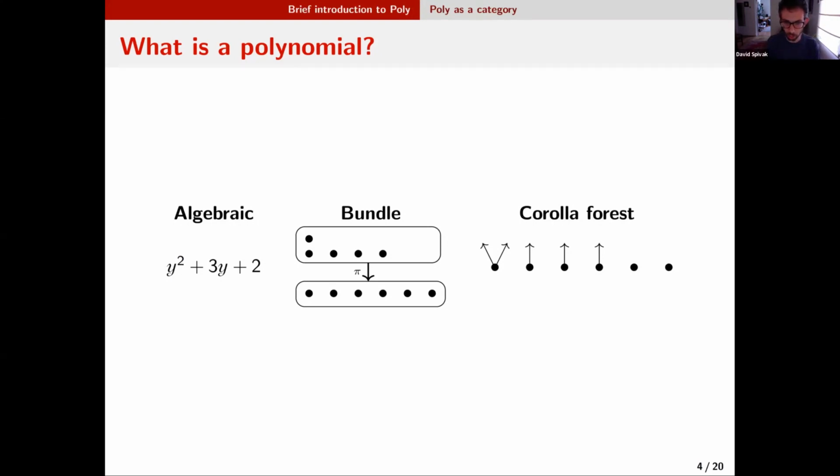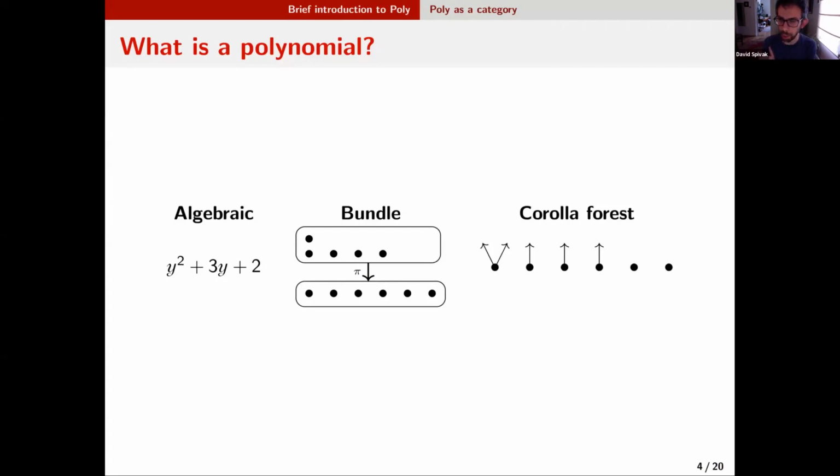David talked about bundles. In the sense of bundles, this would be the bundle shown there. It's got 6 things on the bottom because there are 6 summands: y squared, y to the 0, and so on. The fiber over each of those 6 is the exponent. So there's 1 with 2, 3 with 1, and 2 with 0. On the right-hand side, there's this corolla forest, basically a bunch of trees with height 1. That's only interesting when we start talking about composition of polynomials, where the trees would start to grow. But I probably won't draw that again.